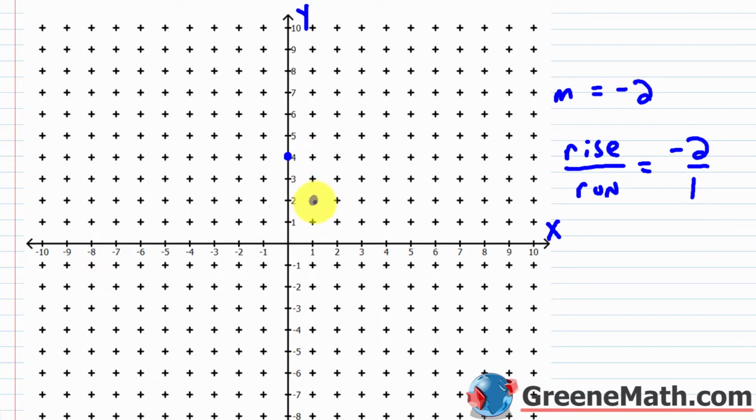And just do that again. So down 2 to the right 1. And now I have 3 points here. Of course, I only need 2 to make a line, but it's nice to have 3. I'm going to go ahead and just draw my line. And this is the graph for the equation 2x plus y is equal to 4.